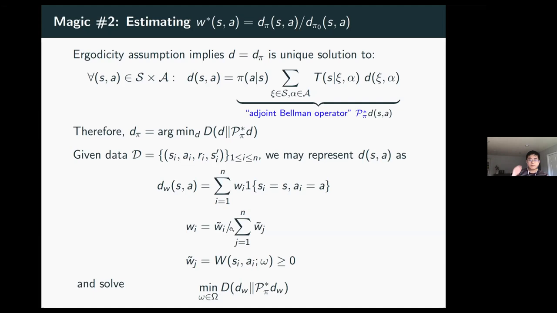So at the end of the day, you can think of wi as a multinomial distribution over n data points. And then the problem of solving for d pi can be reduced to finding omega that approximately minimizes the discrepancy between dw and pi star dw here. So now the problem of estimating w can be turned into minimizing the discrepancy of the two distributions.